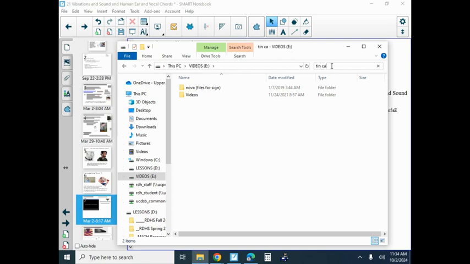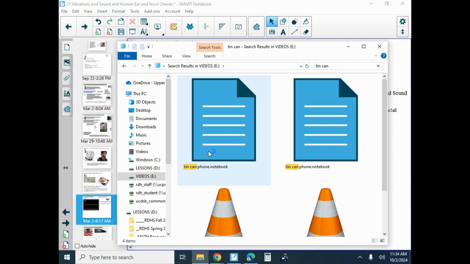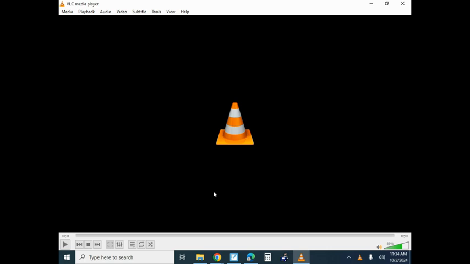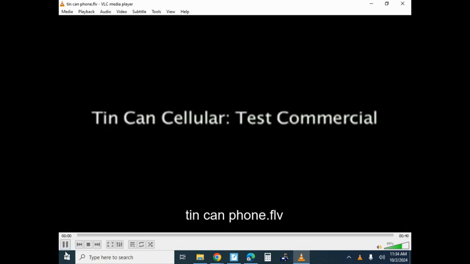Tin can phone. There we go. I have a notebook file for tin can phone.